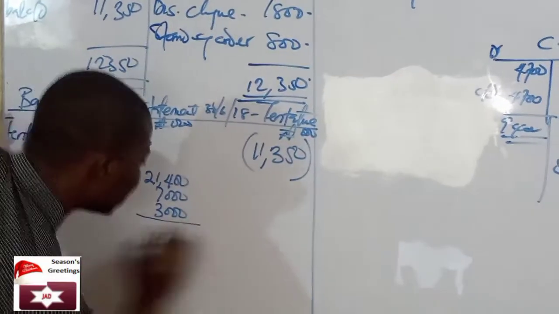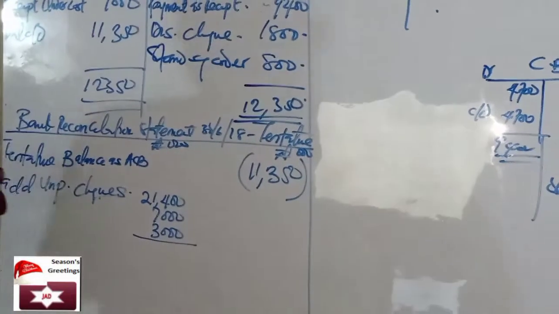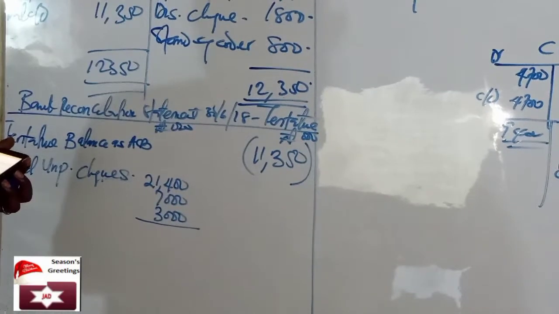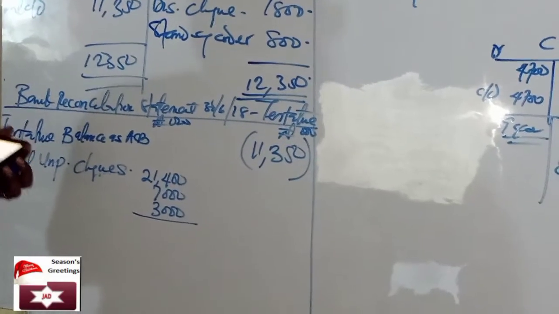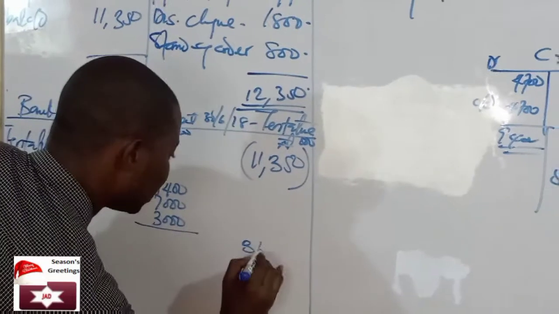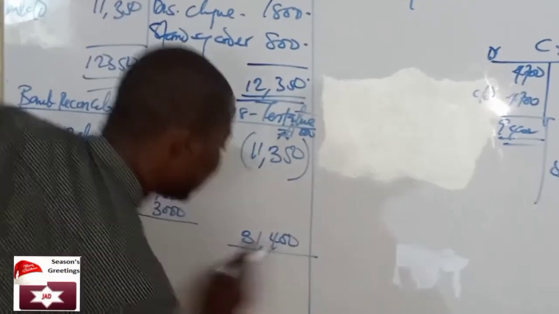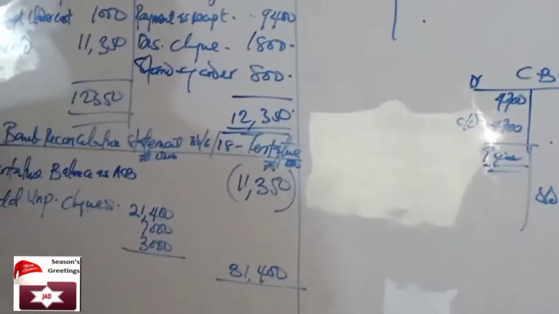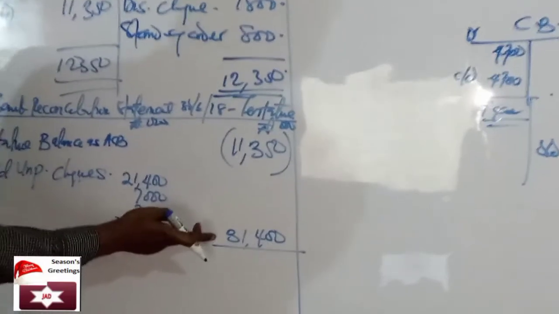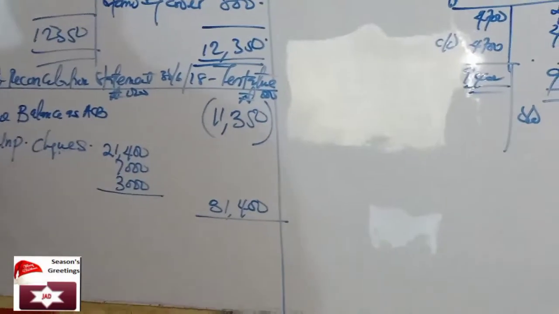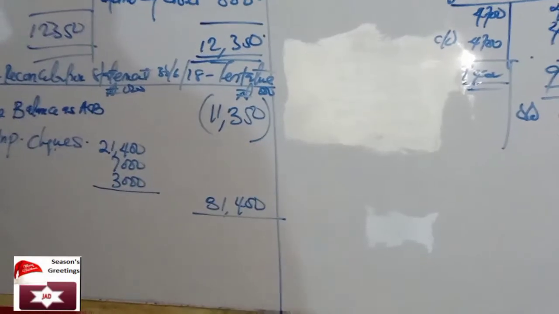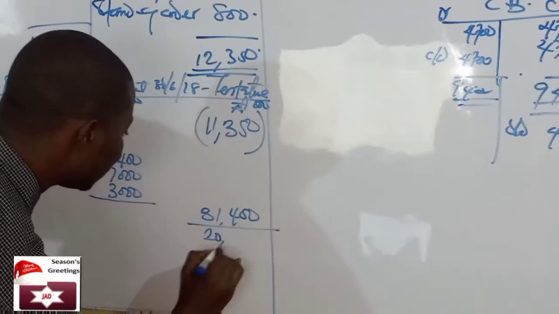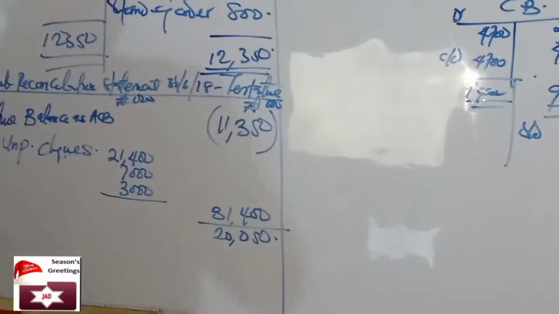So let's add. So this is 21,400,000 plus 7 million plus 3 million. So this will be 31,400,000. Let's add. This is positive, this is negative. So positive minus negative there, this 11,350 will reduce it to 20,050. So is there any other thing we are adding again?